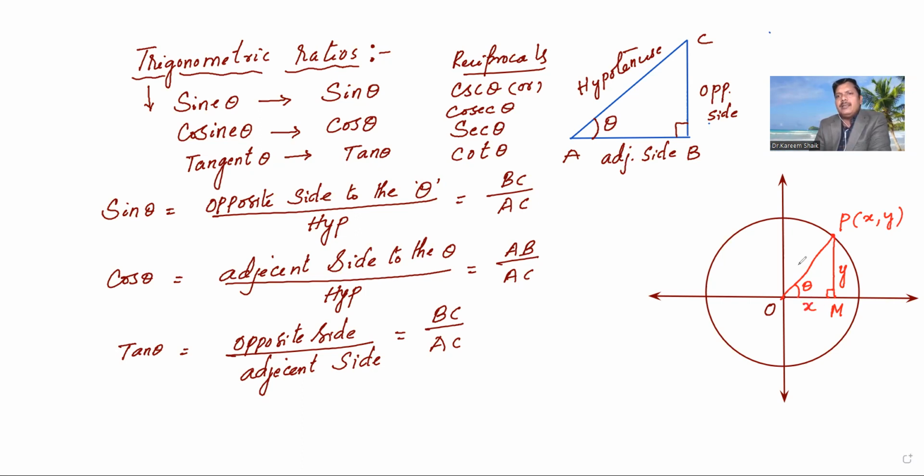If I consider the radius as r, then with respect to coordinate geometry, can I say that sine theta is nothing but y upon r? That means hereafter remember, sine theta is nothing but the y coordinate upon the distance of the point from origin.